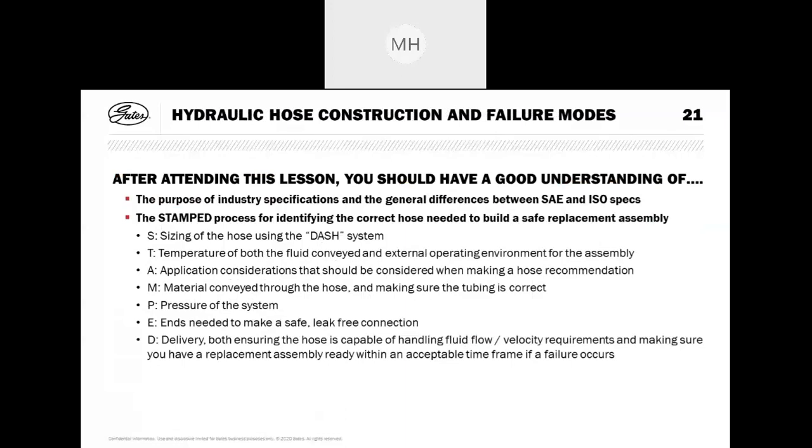Again, all of this information is in the Gates catalogue. We can either have hard copies requested and delivered, or via the Gates website you can download the latest 2019 catalogue, and it has all of this information stamped and how to follow through this.